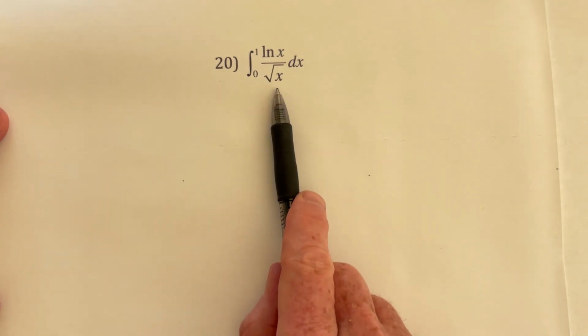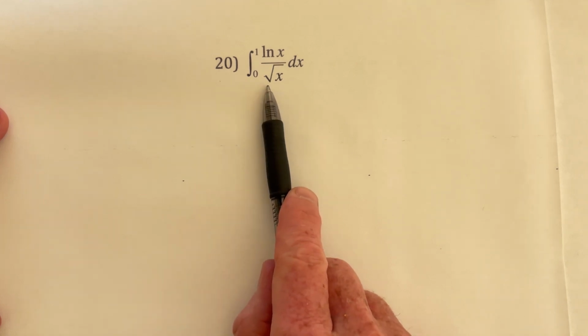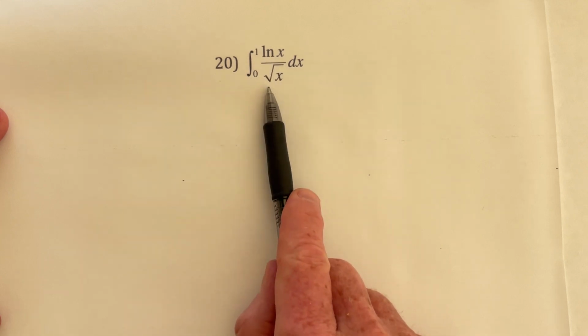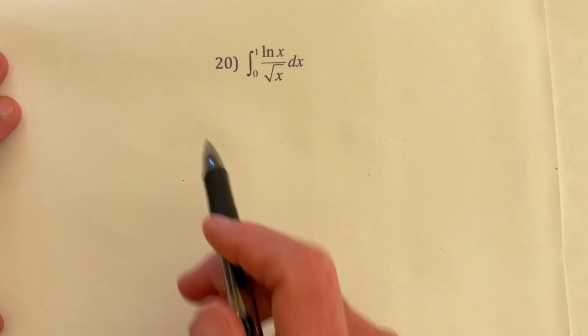How do I integrate natural log of x over the square root of x? Well, if that square root wasn't there, I would say let u equal the natural log. The derivative of that is 1 over x, but it's got a square root, so that's not really going to help. Then what about integration by parts?